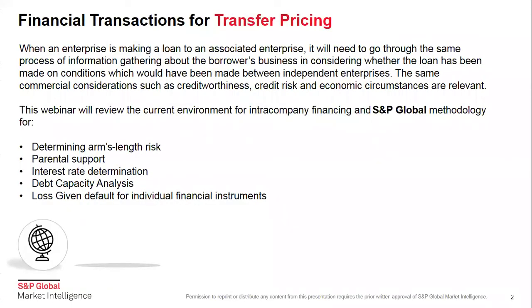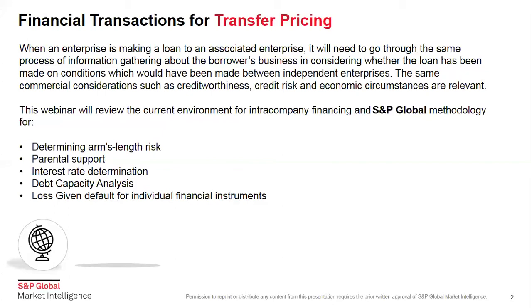Today, we will be discussing how to determine the arm's length risk associated with a subsidiary or tested party, the role of parental support, also known as implicit support. How do you determine an interest rate that is appropriate for that rated risk entity that we are taking a look at? The debt capacity analysis of the tested party or entity or subsidiary which we are reviewing, and the recovery rates or the loss given default for individual financial instruments.